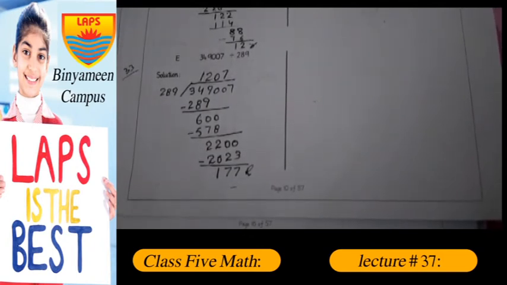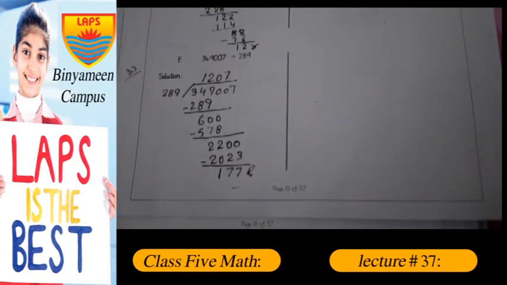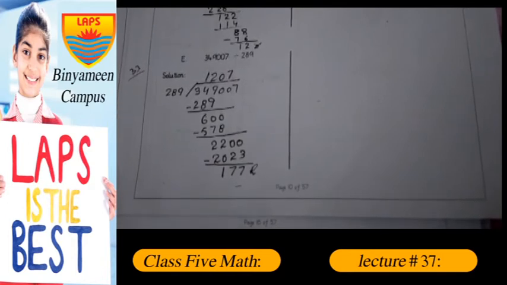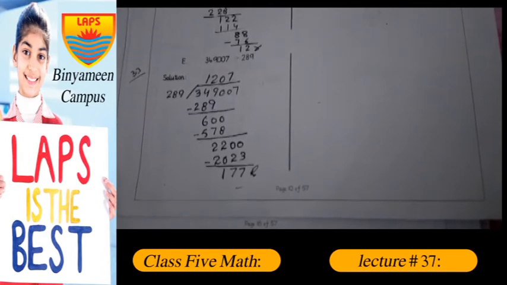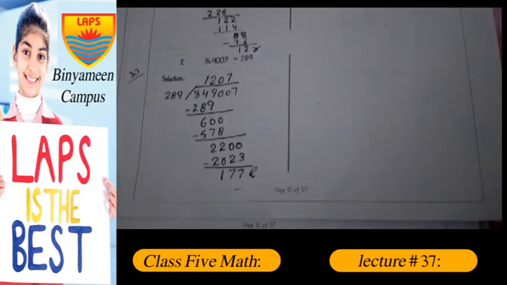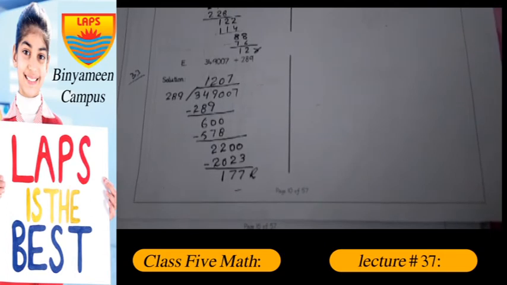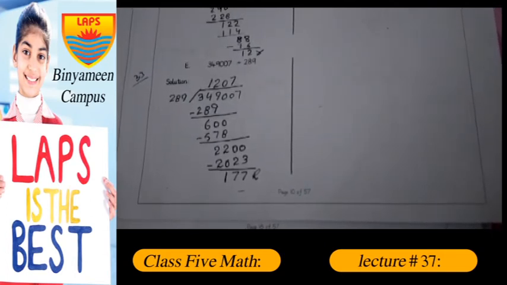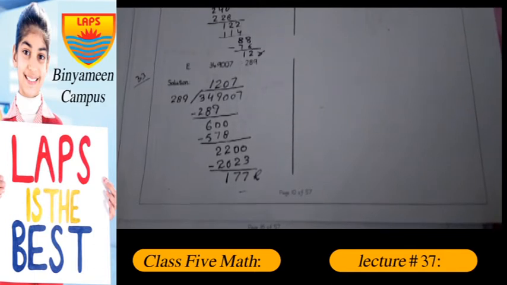Therefore, we place 0. Now, 289 multiplied by 2, we get 578. Now, we subtract, we get 22. Now, we place 0. 220 is smaller than 289. Therefore, we place other 0 and put the 0 up.